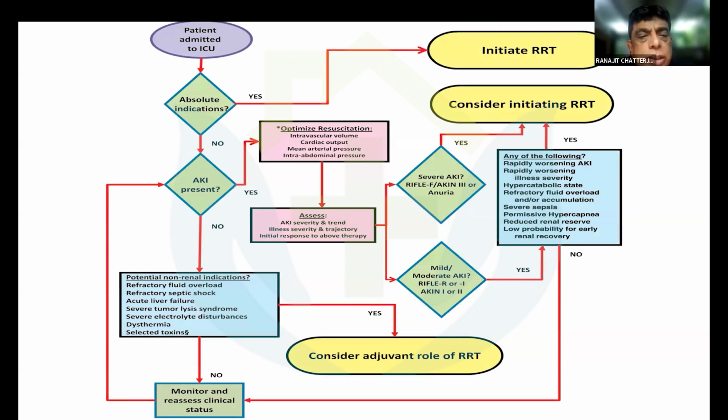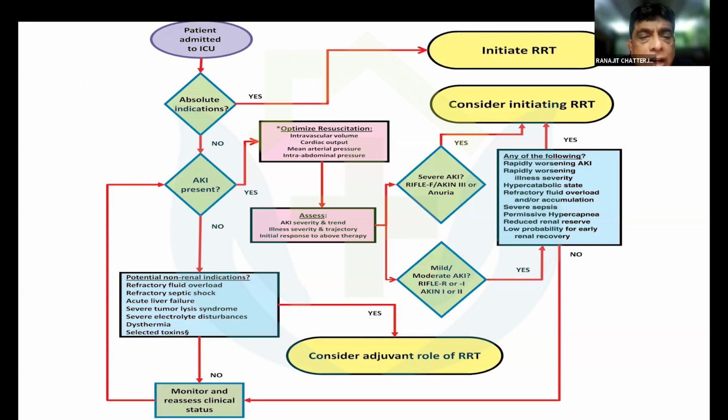So first of all, optimize your patient. If your patient is admitted to the ICU, do you have any absolute indications? What are the absolute indications? Hyperkalemia, fluid overload, refractory pulmonary edema, acute pericarditis, refractory cerebral edema. These are all absolute indications. So you start your RRT.